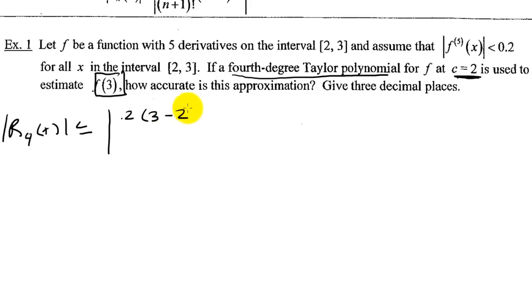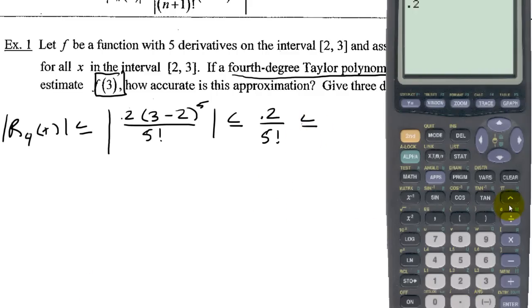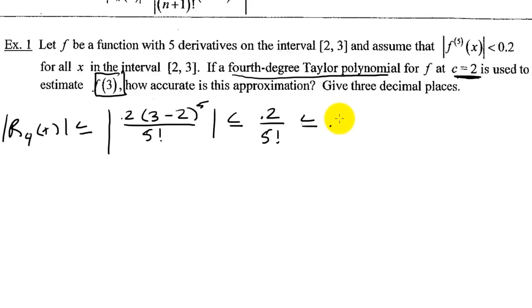So we have (3 minus 2) to the n plus 1, and the n plus 1 in this case would be to the 5th power, and that's all over 5 factorial, which is going to be less than or equal to 0.2. That'll be 1 to the 5th, which is 1, divided by 5 factorial, which is less than or equal to, let's get a calculator here, 0.2 divided by 120. Enter. So 0.00166. So we have 0.00166.